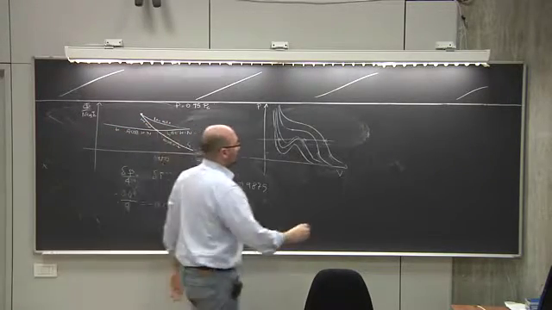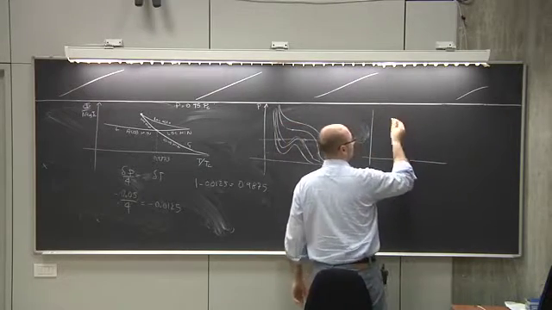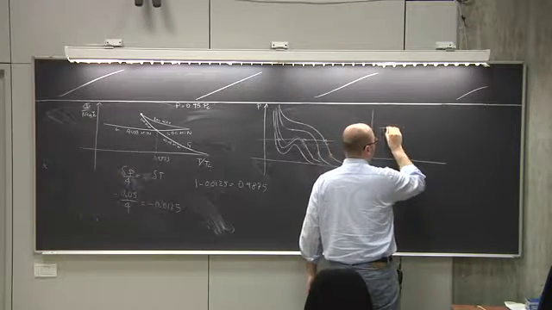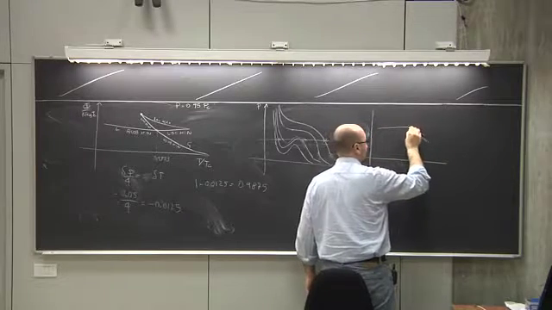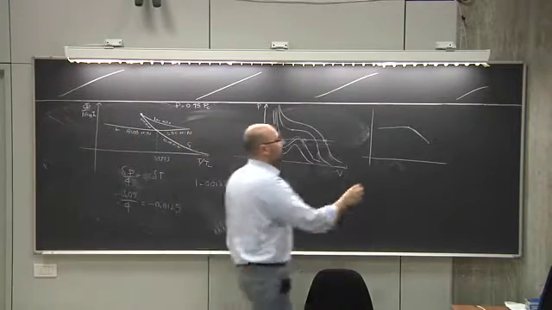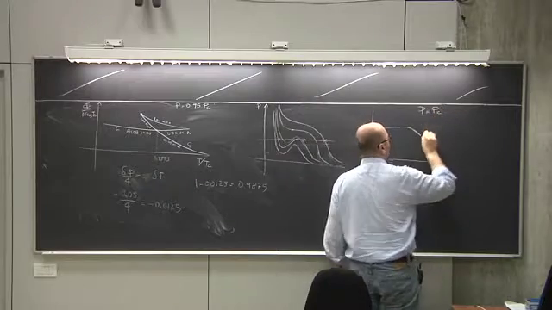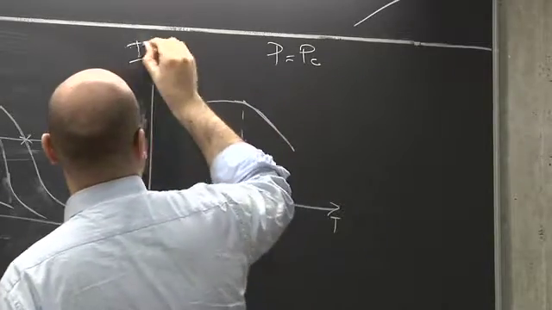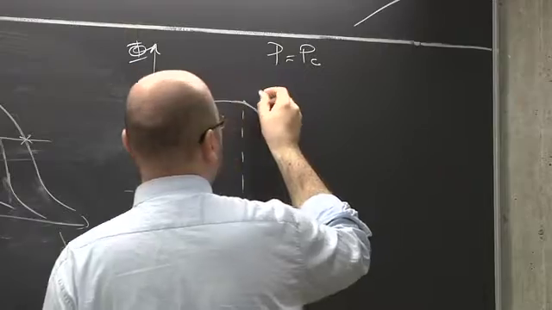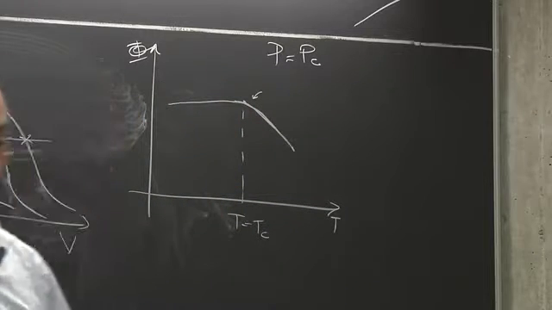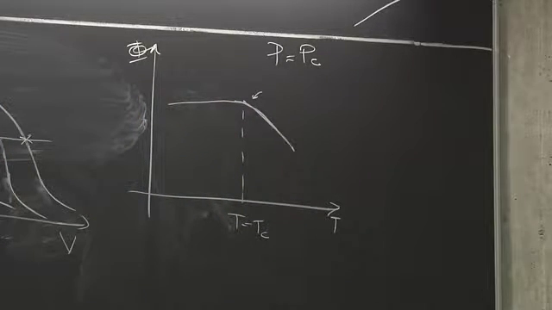So this thing shrinks, and at a certain point it goes to a point, and instead of having a discontinuity in the derivative, the derivative becomes continuous, but the second derivative is discontinuous. So at P equal to Pc, this point is T equal to Tc. And here the triangle shrunk to a point, and the discontinuity is not in the first derivative, but in the second derivative. And so we have a second-order phase transition.